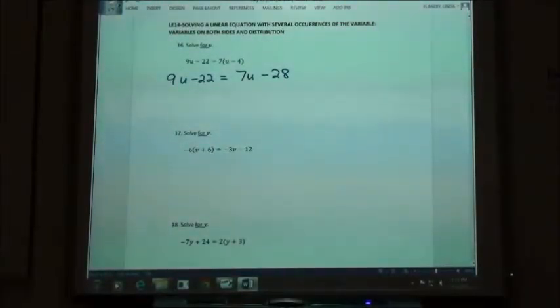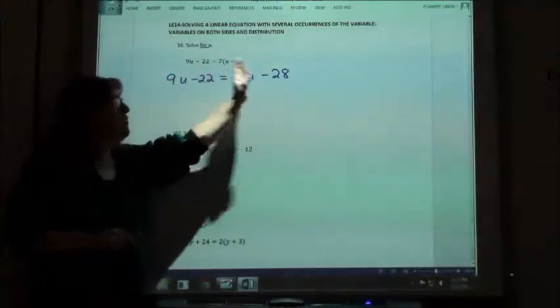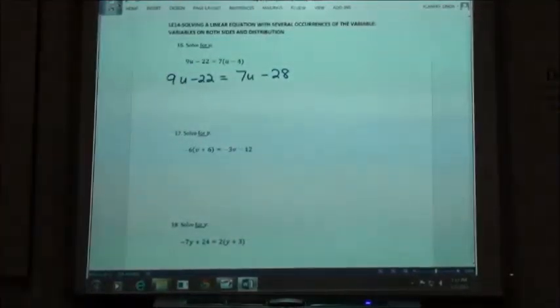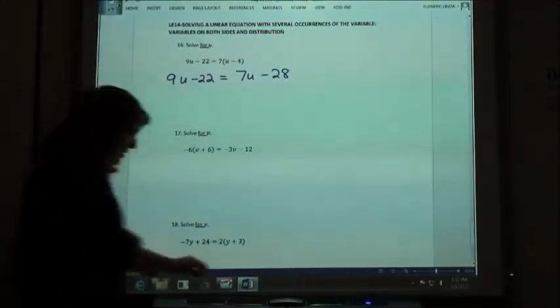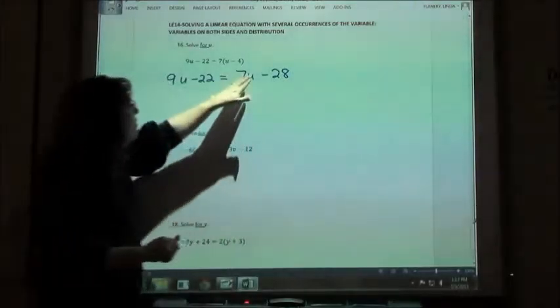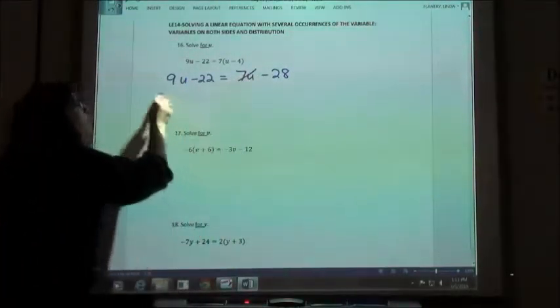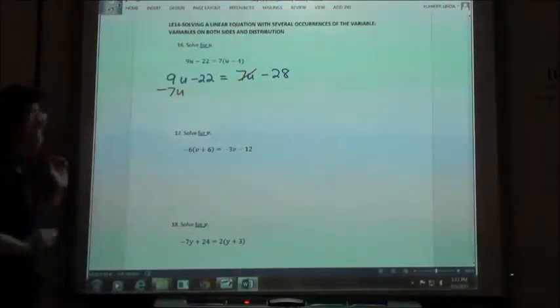Now what happens when I have both numbers and variables on both sides is I want my variables on one side, my numbers on the opposite side. Doesn't matter which way you move them. Usually I move my variables to the left, my numbers to the right. So when I do this, I'm going to say, okay, I want to get these variables together. I'm going to move this over here. It's a positive. I've got to make that a minus 7u.